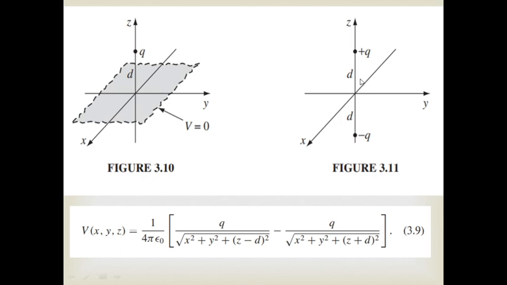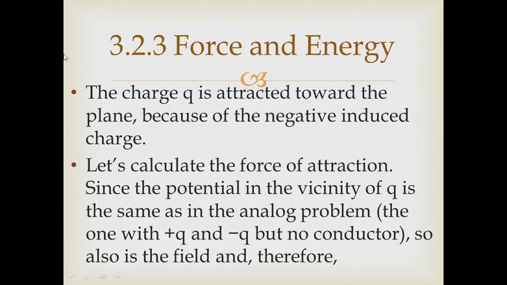For that we have taken an analogous problem like this. We have taken only two point charges, plus q and minus q, and no conducting plane. They are kept at a distance plus d and minus d on the z-axis. The potential for this configuration was calculated like this, and that potential satisfies the boundary conditions of our original problem, and hence for z greater than 0, this potential was there. This is what we have already studied.